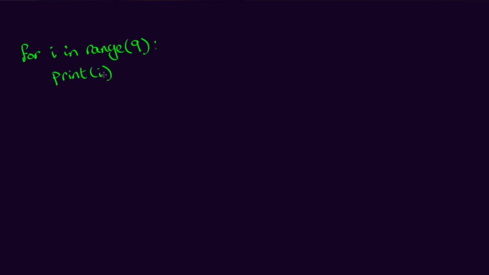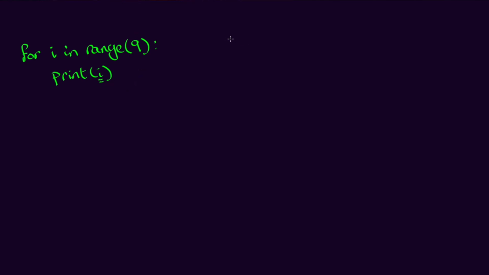Print I. This is a very simple for loop that will execute 9 times. And in each iteration, you're just going to print the value of I. Now, what is the equivalent while loop for this for loop? If you want to have the same logic using a while loop, it's going to look like this.